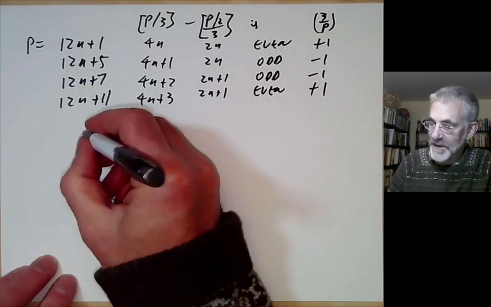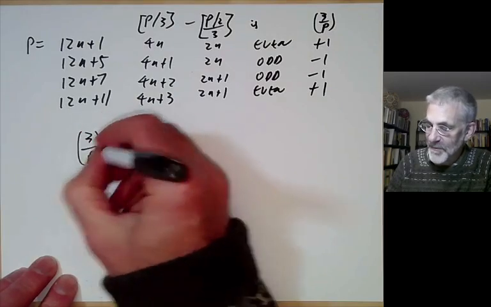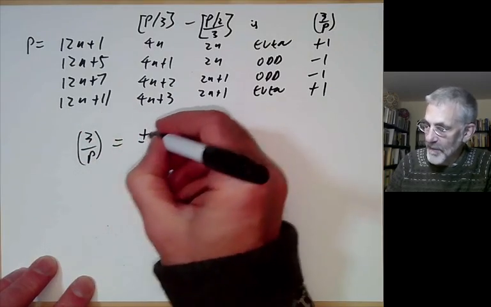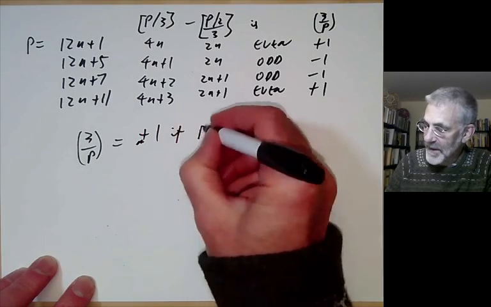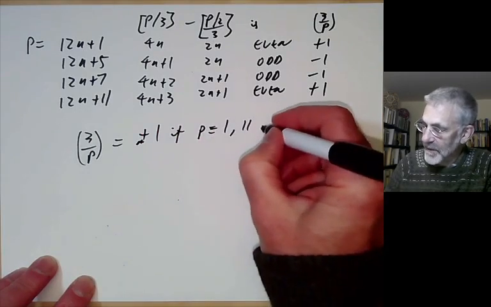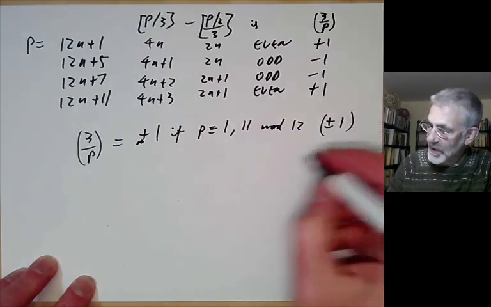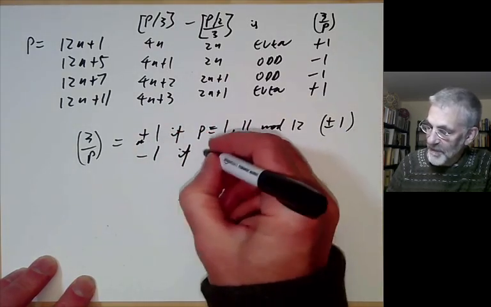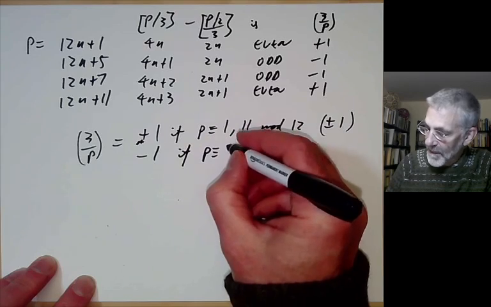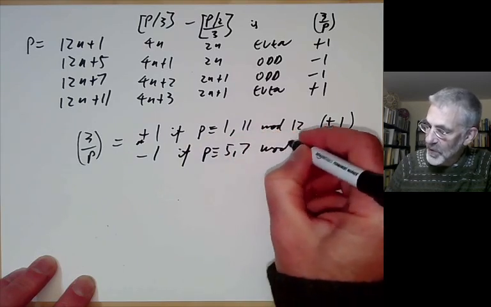So this calculates the Legendre symbol (3/p). It's equal to plus 1 if p is congruent to 1 or 11 mod 12, or you can write that as plus or minus 1 mod 12 if you want, and it's minus 1 if p is congruent to 5 or 7 modulo 12.